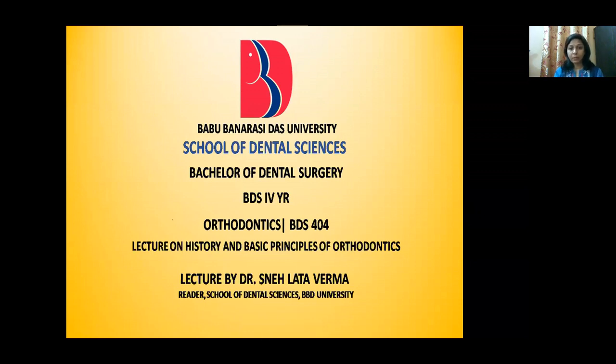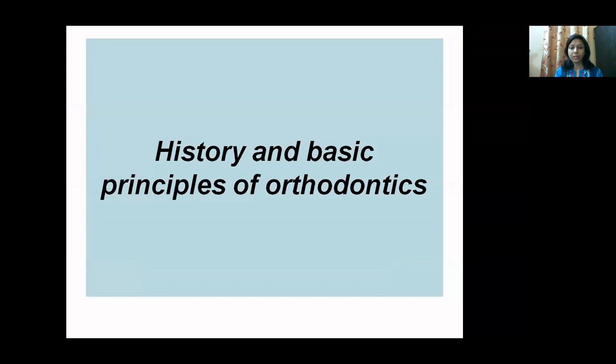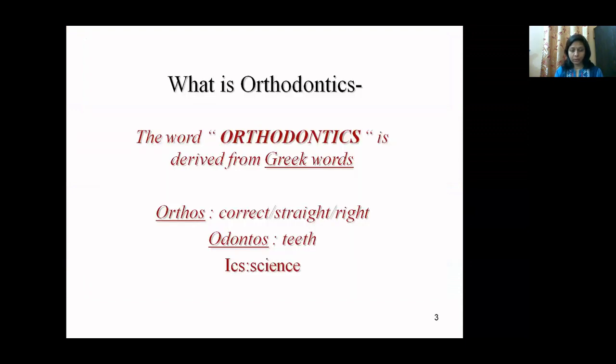In today's lecture, we are going to discuss the history and basic principles of orthodontics. What is orthodontics? As we know, orthodontics is a branch of dentistry that deals with the correction of malaligned teeth. It is a Greek word: orthos means to correct, straighten or right up, and odontos means the teeth. So it is a science that deals with the correction of teeth.